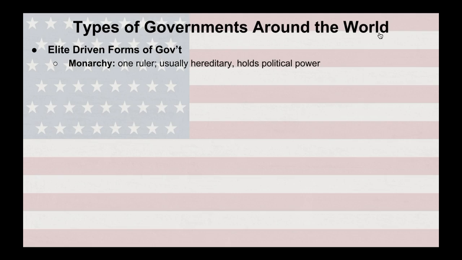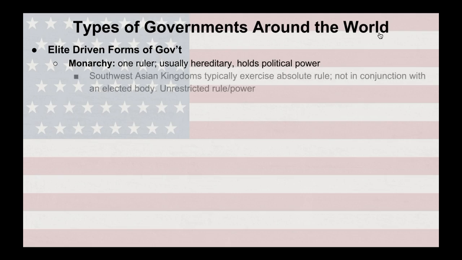And while they're not as common as they once were, you can still see these types of monarchies in Southwest Asian kingdoms. They typically exercise absolute rule. It is not in conjunction with any elected body. It's unrestricted rule, unrestricted power. And you're going to see these things in Saudi Arabia and Qatar and the United Arab Emirates.